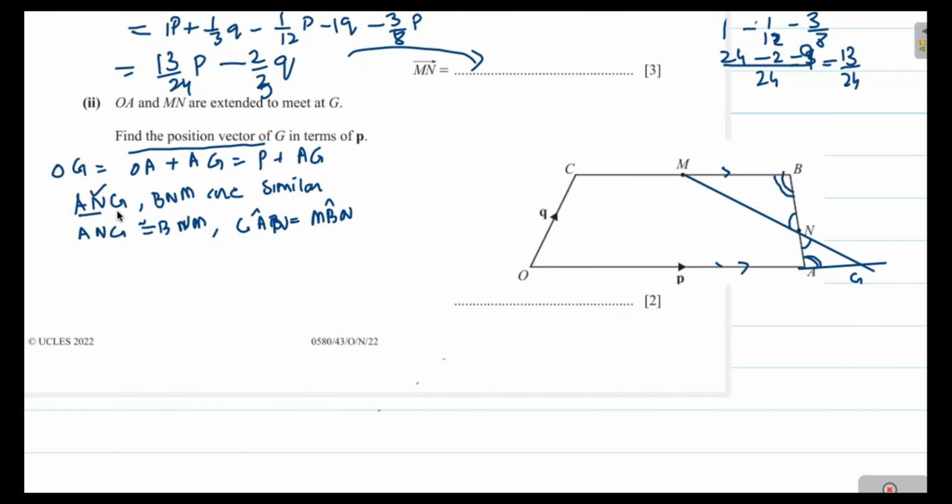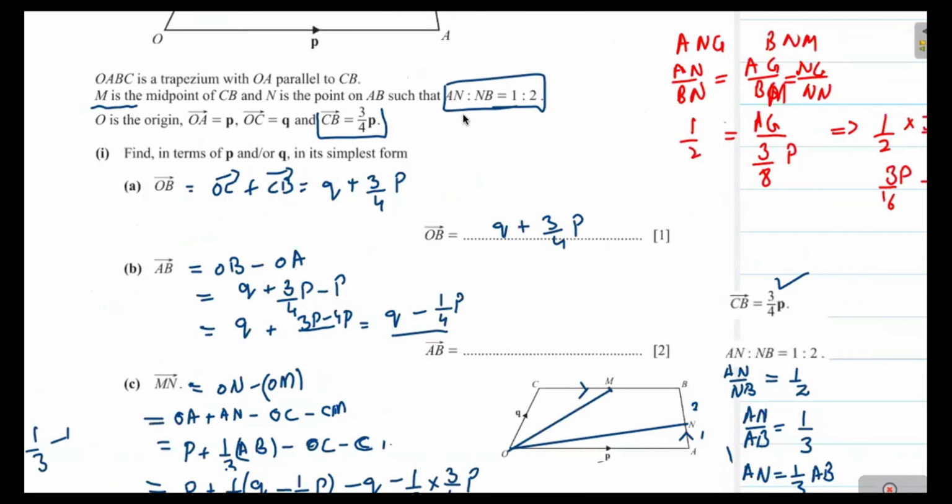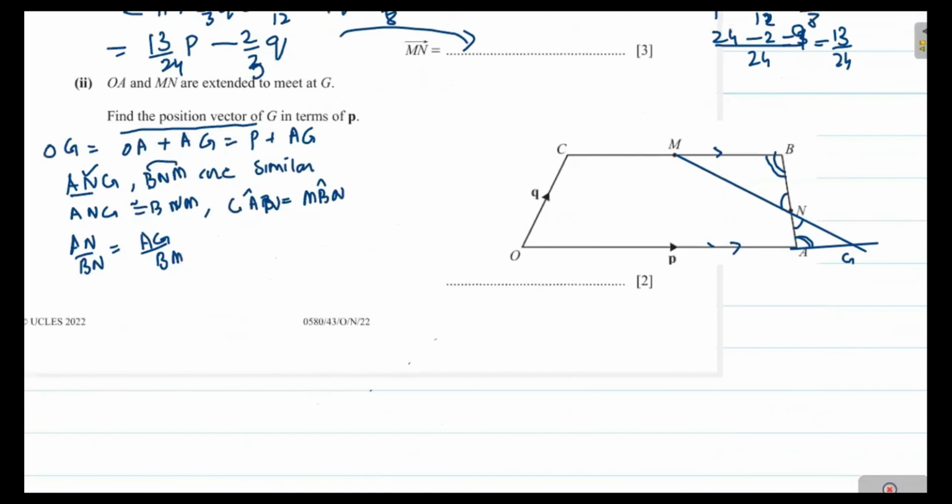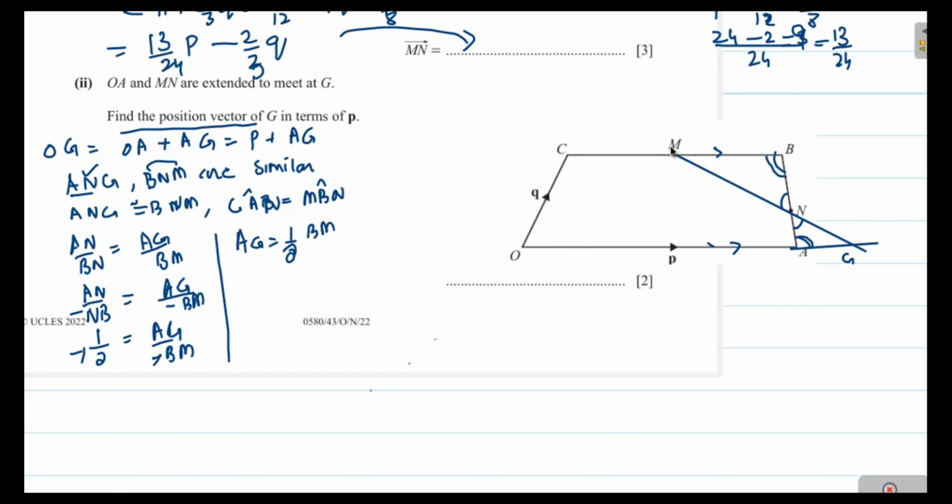Therefore we can write it as AN over BN equal to AG over BM. This is length AG and BM. Now we have the ratio AN to NB, which is 1:2. Therefore, we can write AN over minus NB, and that ratio is equal to -1/2. And same here, AG over minus BM. Therefore, AG will be equal to minus BM times minus 1/2. Minus minus will be cancelled. We get AG will be equal to 1/2 BM, and M is the midpoint.